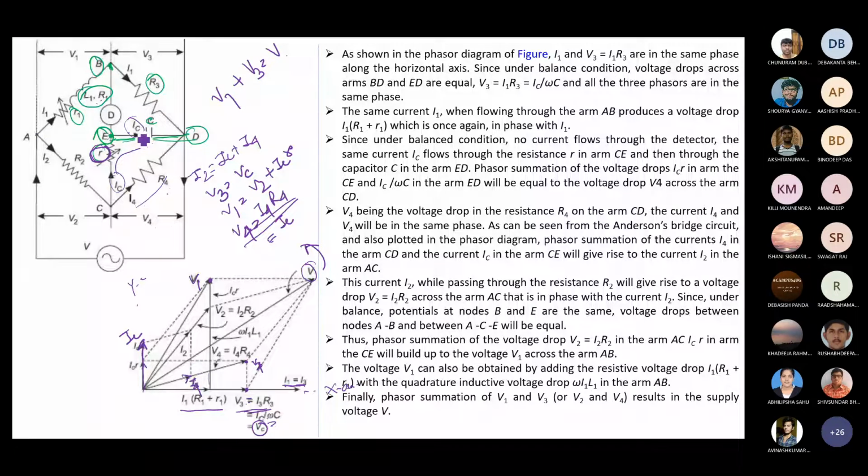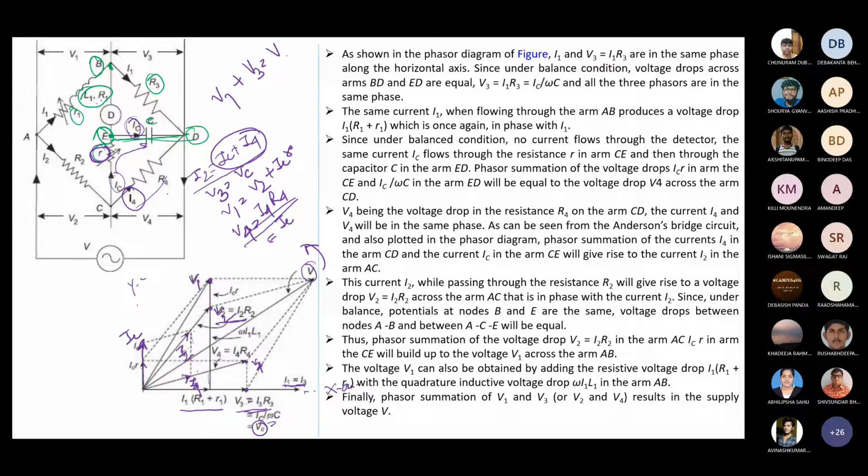Now IC plus I4 equals I2. This is your IC, this is I4, so if you add them you get the value of I2. Now what is your V2? V2 equals I2 into R2, so you get that value. It is your V2.